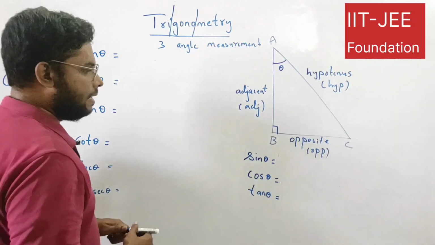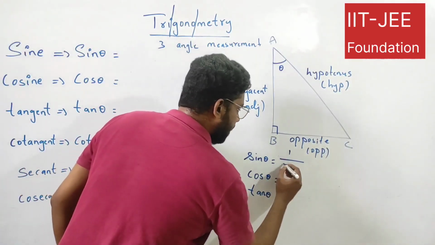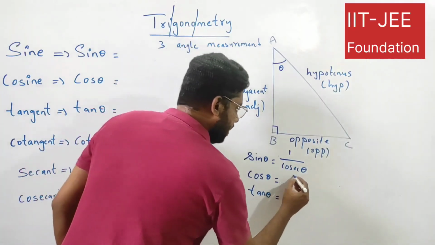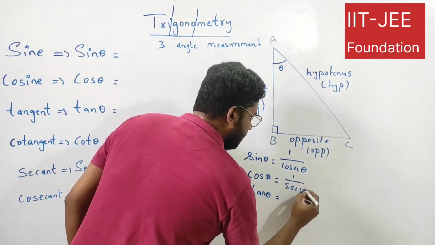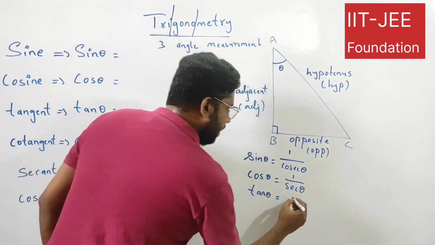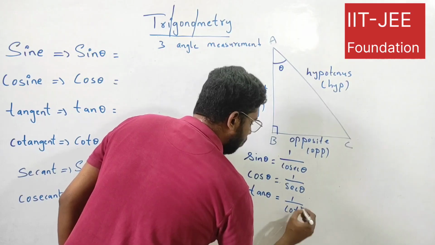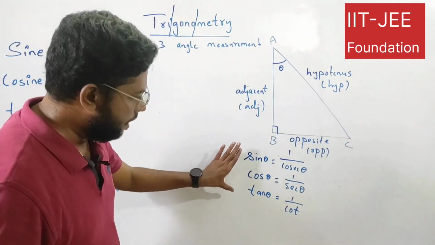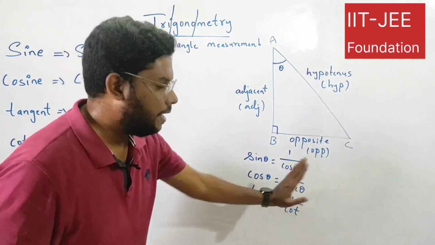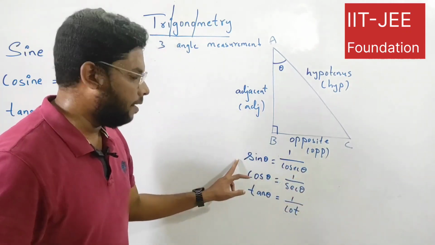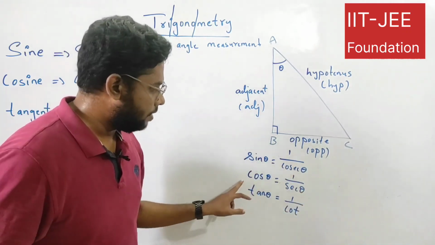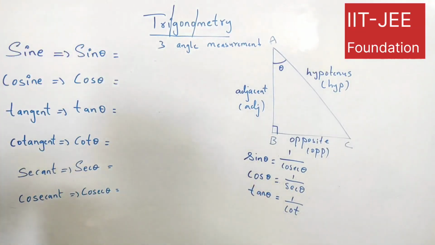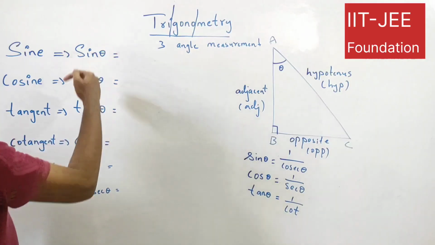These 3 are the main, and the rest of 3 are the reciprocals. Means what? Sin theta can be written as 1 by cosec theta. Similarly, cos theta can be written as 1 by sec theta, and tan theta can be written as 1 by cot theta. Always remember this: sine is 1 by cosec, cos is 1 by secant, and tan is 1 by cot. Now we are going to find what the ratios are.